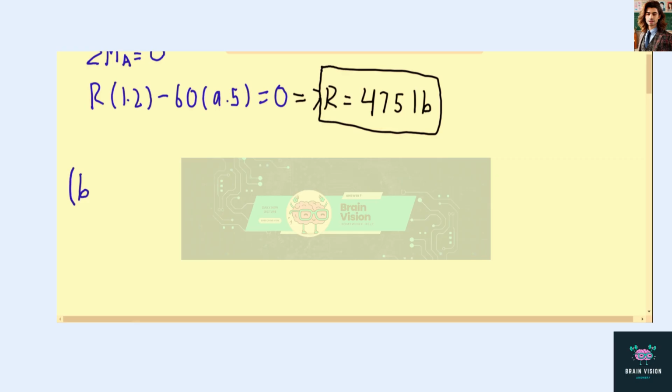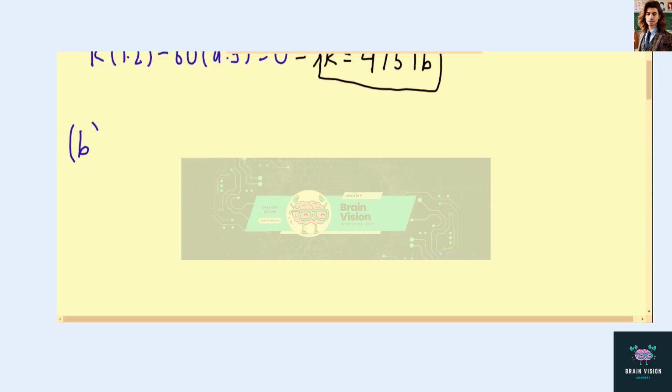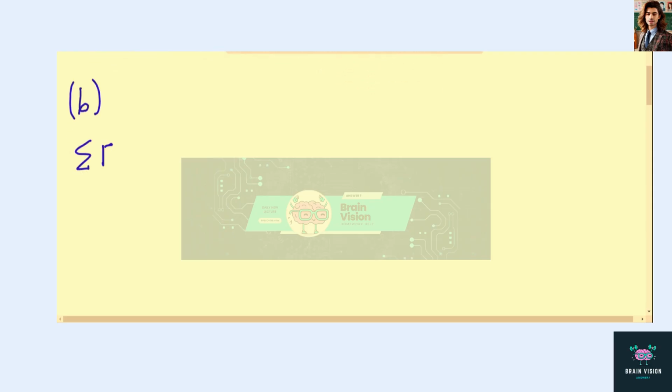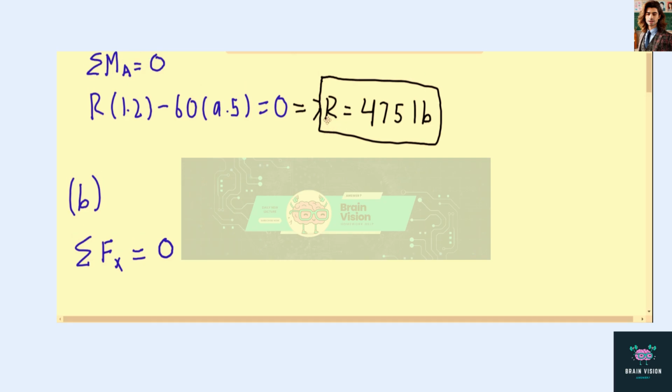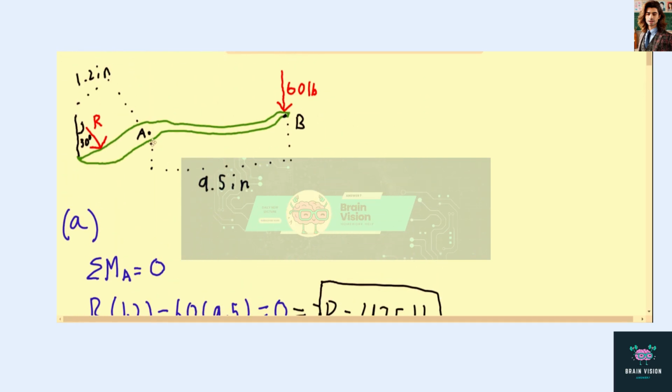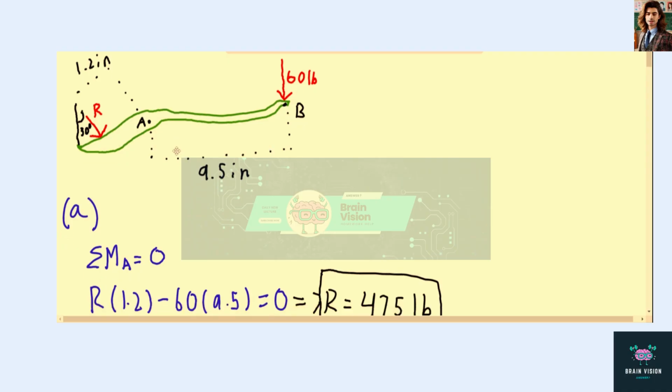And for part B, we can say that the sum of forces in the x direction is equal to 0. And we can use this value that we just calculated for R to solve for the x component of the force at point A. If we can solve for the y component and the x component of the force exerted at the point A, then that's going to be the force that's also exerted onto the rod AB.